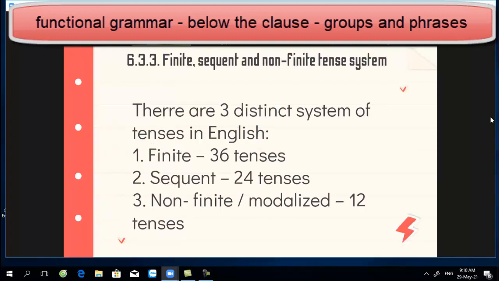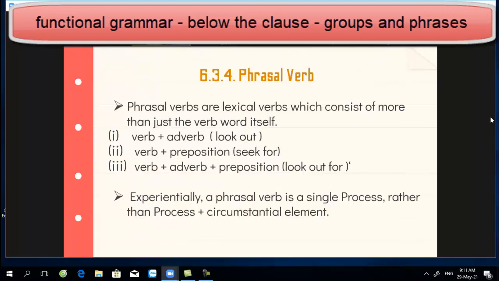Next, we talk about finite, sequent, and non-finite tense systems. There are three distinct systems of tenses in English: finite, sequent, and non-finite, or modalized. Finite has 36 tenses, sequent has 24 tenses, and non-finite, or modalized, has 12 tenses. Next, we move to phrasal verbs.